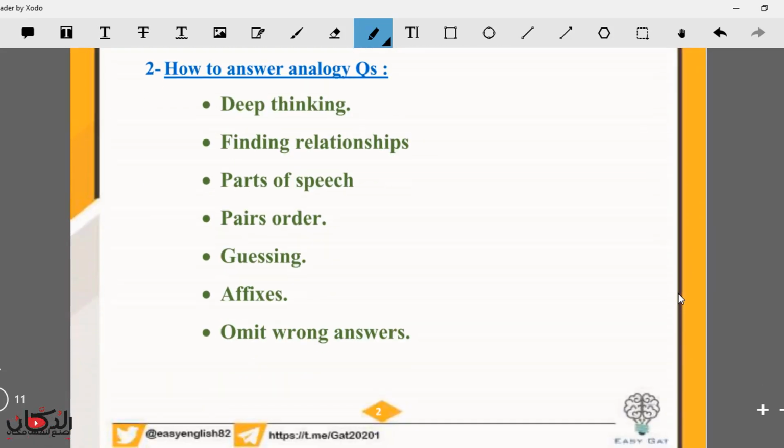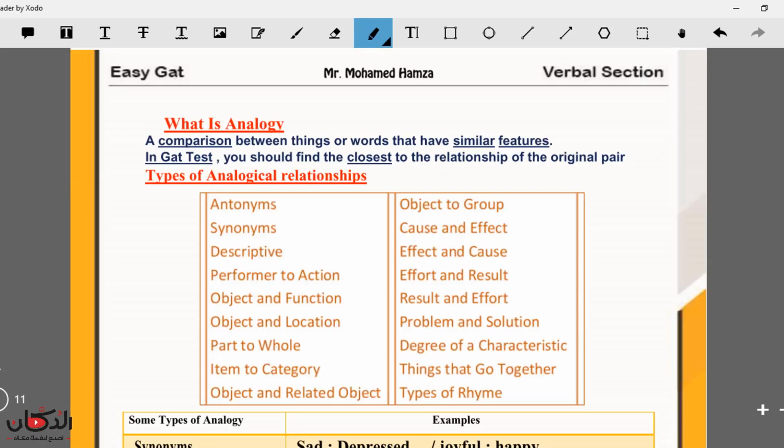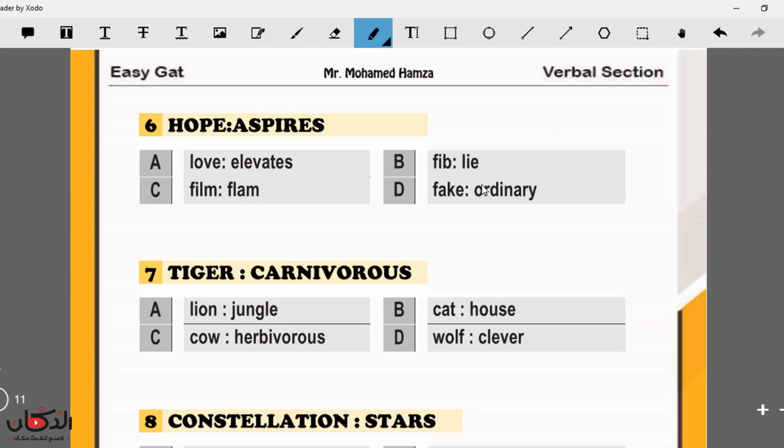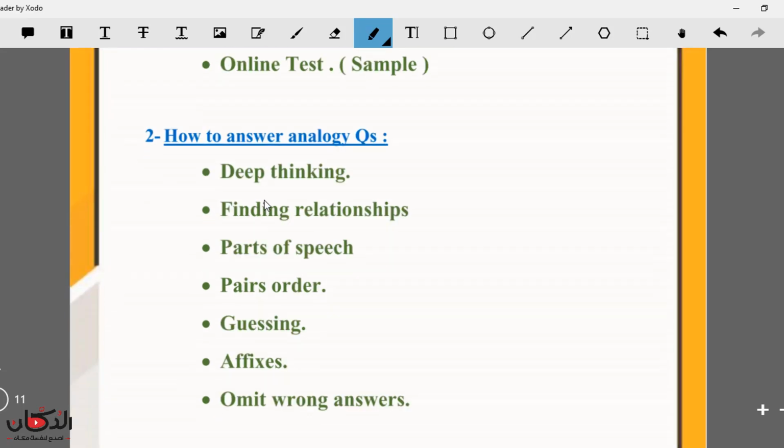First of all, there is a common question: how to answer analogy questions? As I told you, this session is just about the analogy. So, how to answer the analogy questions? Analogy questions will be like this: you will have pairs of words, and you have to find the relationship between each pair. As an introduction, let's start with the general tips.